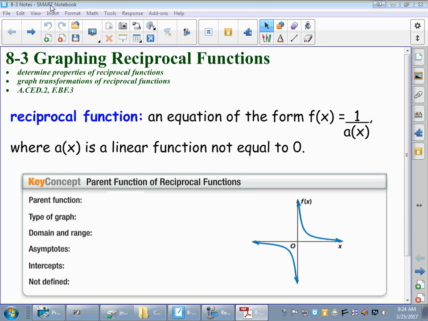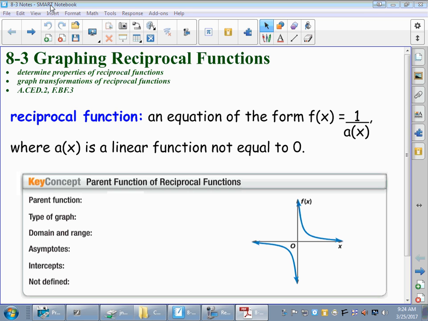A, H, and K. So a reciprocal function is of the form where you have a 1 on top or maybe a number on top, but no variables on top, just a constant on top, so a 1 or a -2 or a 3. And then on the bottom is your formula. And the bottom is the variable.